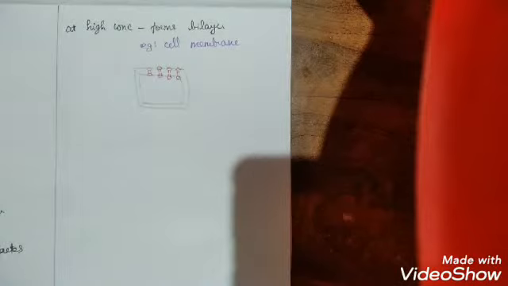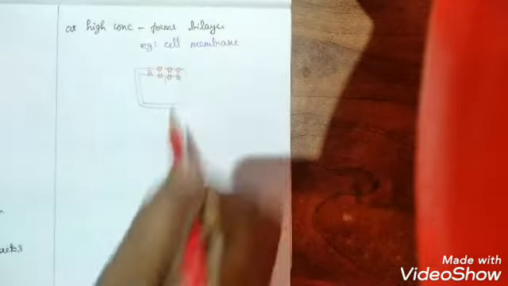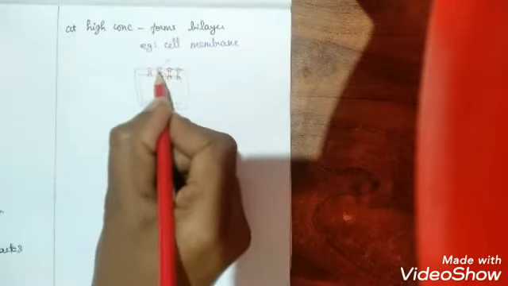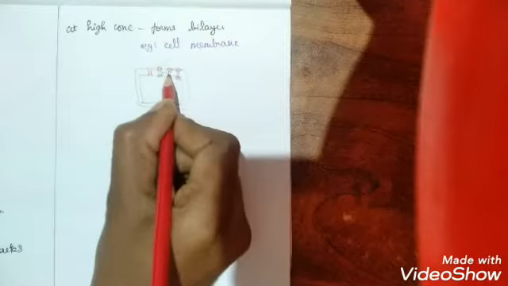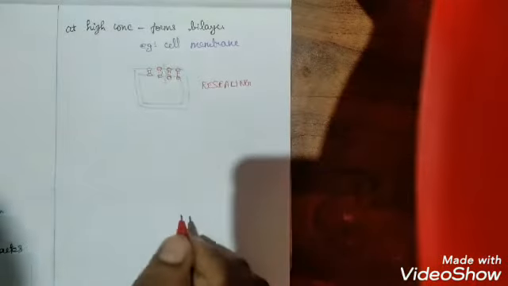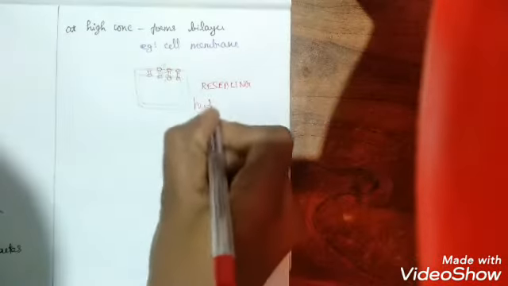And there is a question: when a cell is injured using a microneedle, what will happen? The options were lateral movement of the lipids, lateral movement of the proteins, enzymatic interactions or hydrophobic interactions. So when a cell is injured using a microneedle, hydrophobic interactions of the adjacent lipids happen. This process is called resealing. So our cell membrane is self-sealing through hydrophobic interactions.